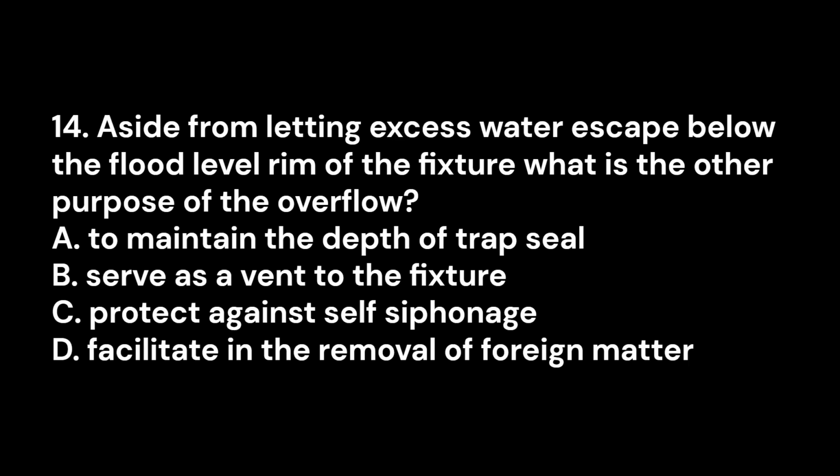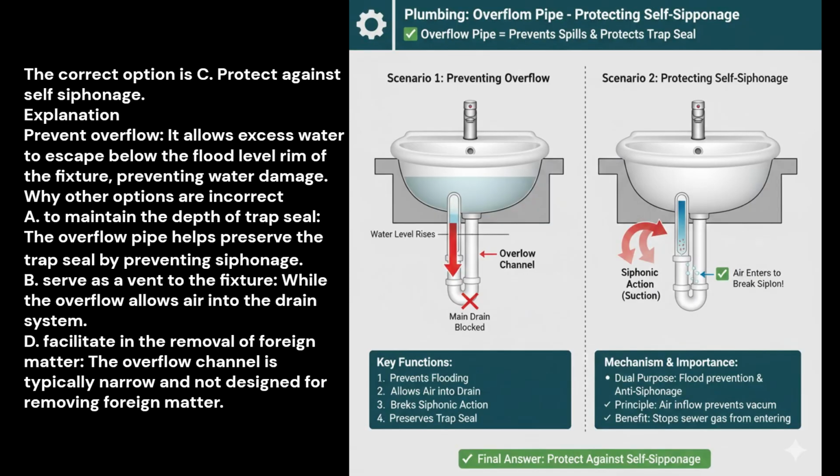Number 14. Aside from letting excess water escape below the flood level rim of the fixture, what is the other purpose of the overflow? A. To maintain the depth of trap seal. B. Serve as a vent to the fixture. C. Protect against self-siphonage. D. Facilitate in the removal of foreign matter. The correct option is C.